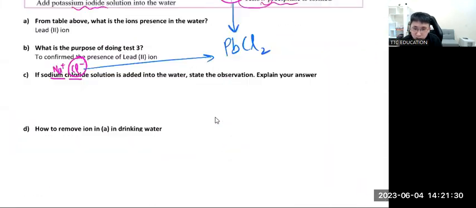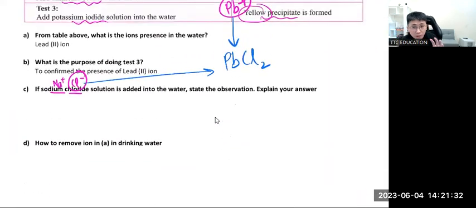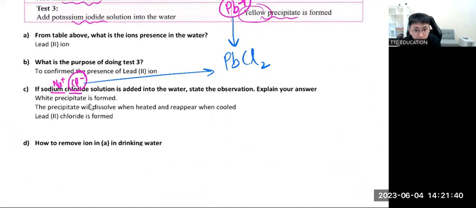So the answer here is supposed to be: you see a white precipitate, and this white precipitate is soluble in hot water, insoluble in cold water. So a white precipitate forms, the precipitate will dissolve when heated and reappear when cooled. Lead chloride is formed. So that will be the explanation.